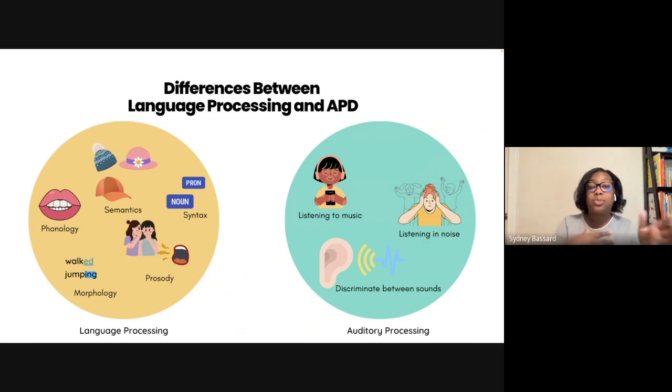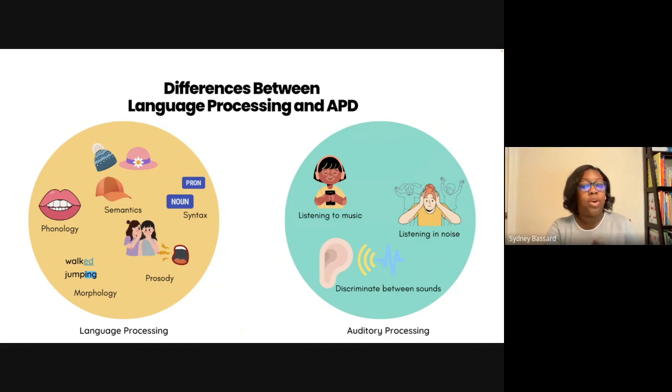Then we also have syntax. So that is the way in which we put words together. We can also think of that as grammar. Prosody, it's not what you say, but it's how you say it. So it's that expression component to language. And then morphology as well. And so that's looking at adding those word parts. So whether we're adding something to make it past tense or whether we're adding something to show plurals or present progressive, those are all encompassed. As I stated at the onset, language processing relies on the auditory system to perceive and process the speech sounds and the information that we're hearing in order to do any of these different things.